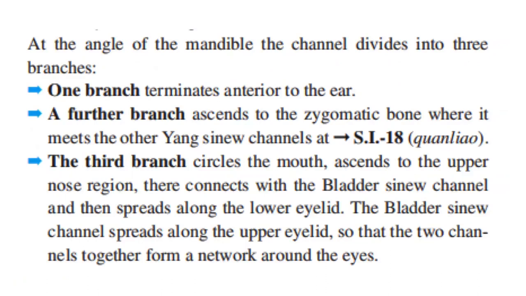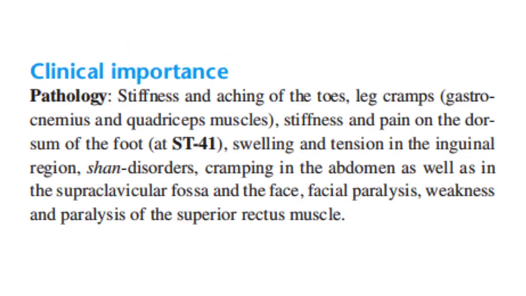One branch terminates anterior to the ear. A further branch ascends to the zygomatic bone, where it meets the other yang sinew channels at SI18. The third branch circles the mouth, ascends to the upper nose region, there connects with the bladder sinew channel, and then spreads along the lower eyelid. The bladder sinew channel spreads along the upper eyelid so that the two channels together form a network around the eyes. Clinical importance of studying the stomach sinew channel.